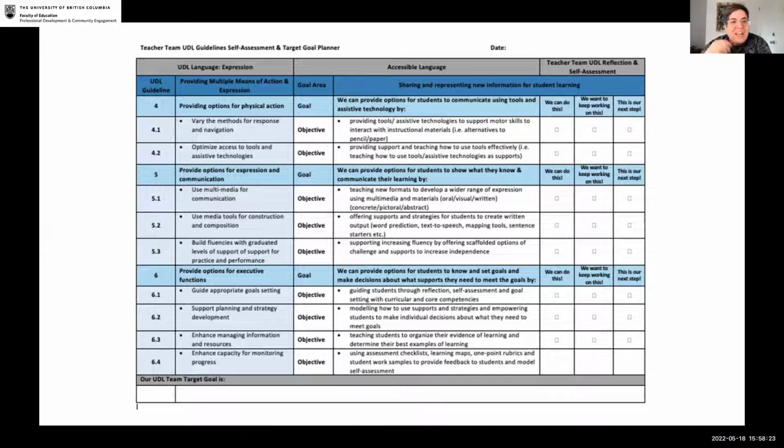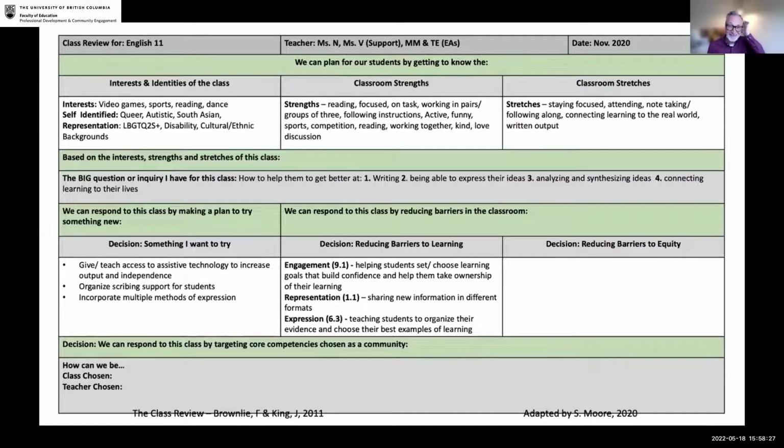Okay. So I have an example here. This is a grade 11 English class. And what was interesting with this class was I had put identity as, I call them dimensions of kids. And the teacher was like, I don't want to say what their identities are. I can put what I see represented, but that might not match how they identify.